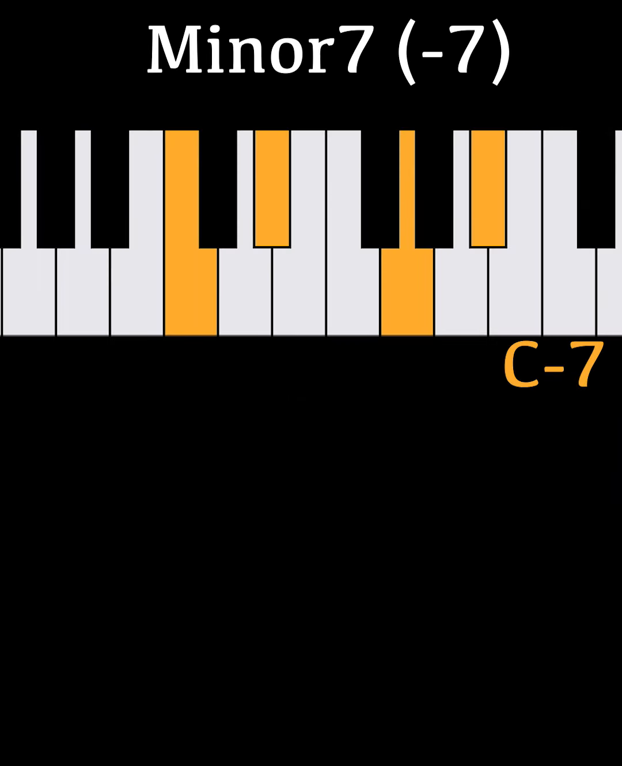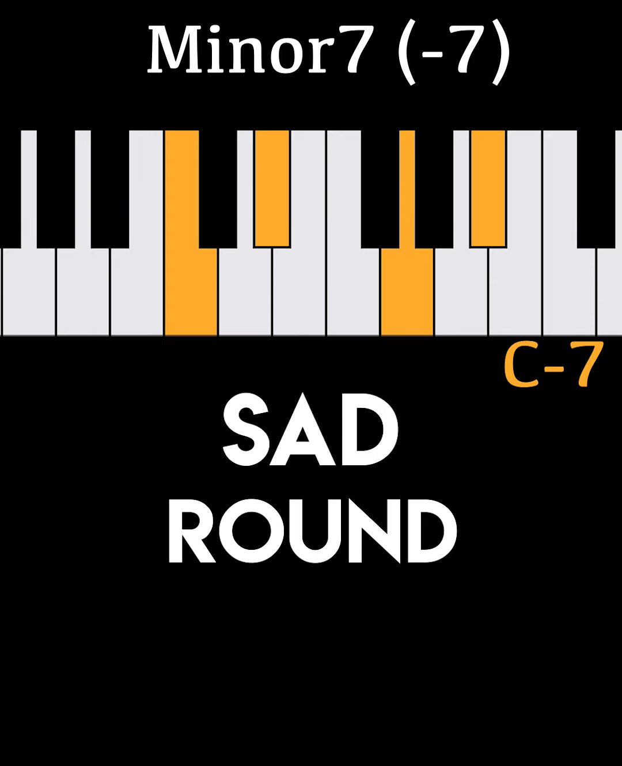The next super common chord is a minor 7 chord. Minor 7 chords are often described as feeling sad, but I also like to think of them as round and flowing.